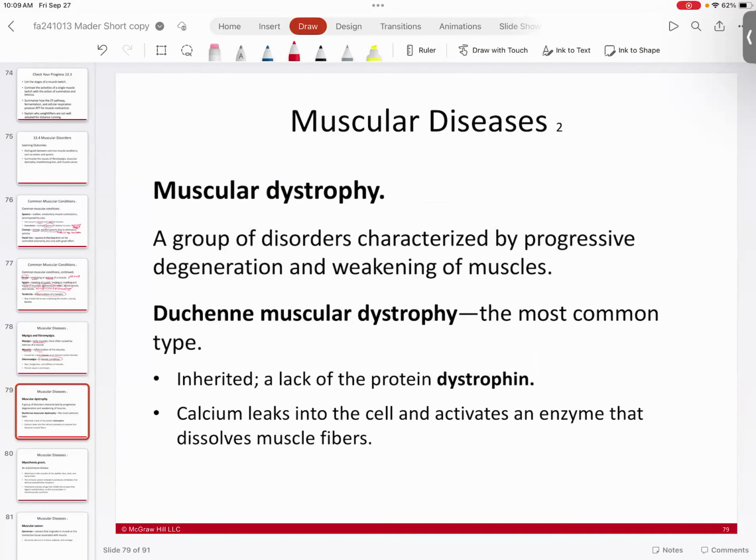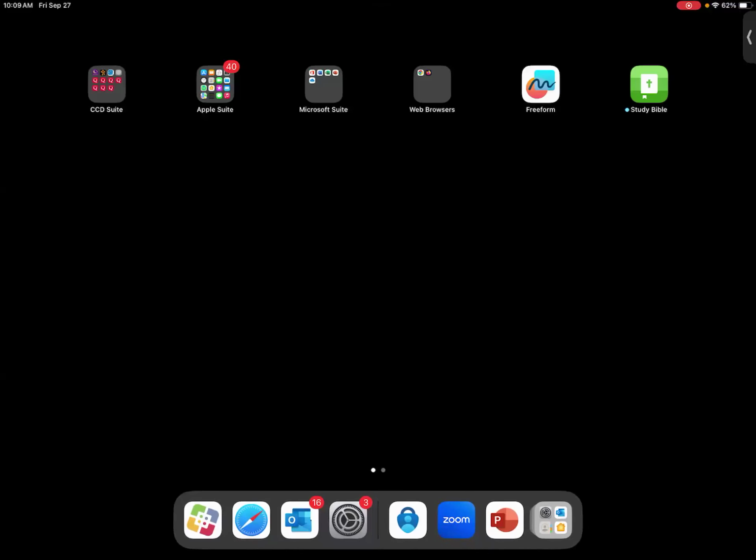Muscular dystrophy is basically a type of degenerating musculature. So you get weakening muscles, degenerating muscles, and this is an entire spectrum of different types of muscle weakening. Duchenne's muscular dystrophy is the most common type. This is a genetic disorder where you lack the protein dystrophin, and what happens is calcium leaks into the cell.